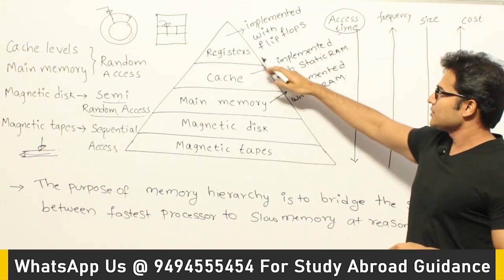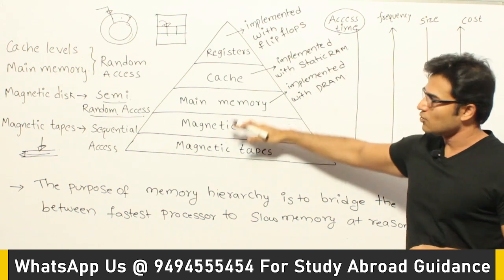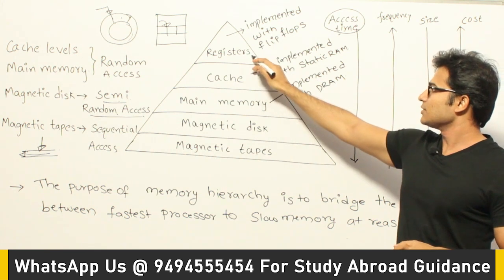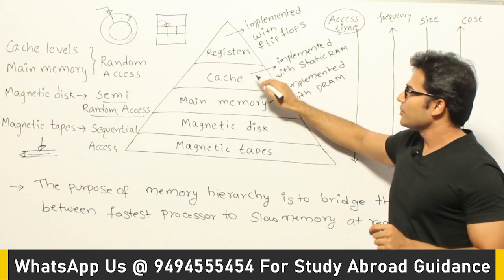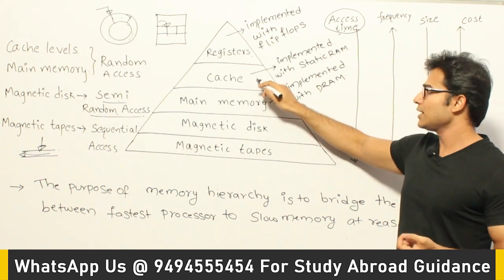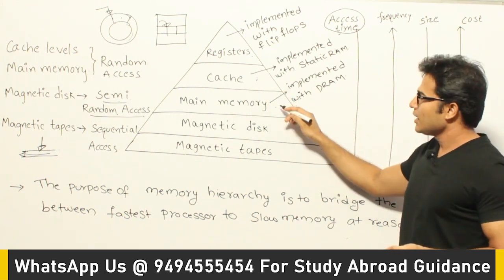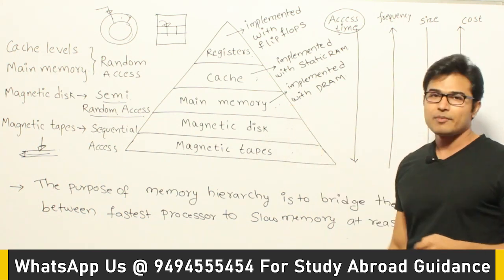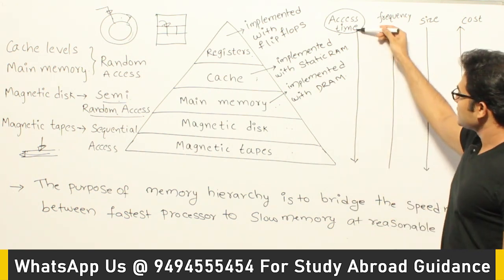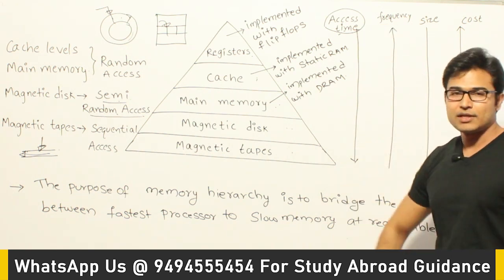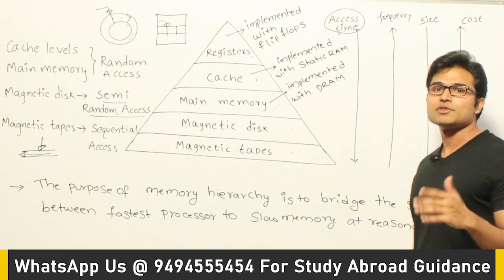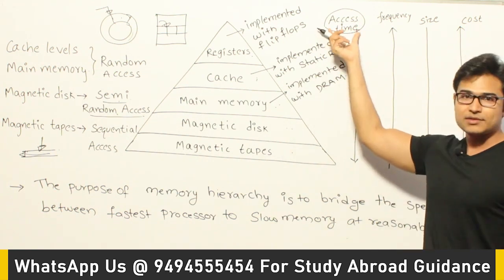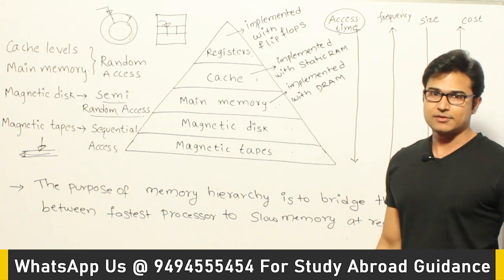Now if you see this, access time actually increases as you go down the lane, which means fastness is decreasing. Got it? Registers will have the least access time compared to cache, cache will have less access time compared to main memory, main memory less than magnetic disk, and magnetic disk less than magnetic tapes. So access time increases down like this, but it doesn't mean the one having higher access time is faster; the one having lower access time is faster. Therefore in terms of access time, obviously registers are the best.